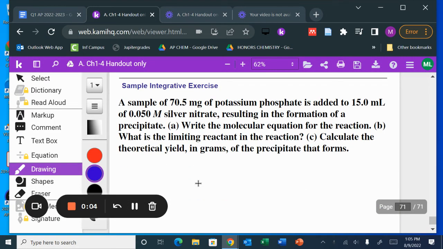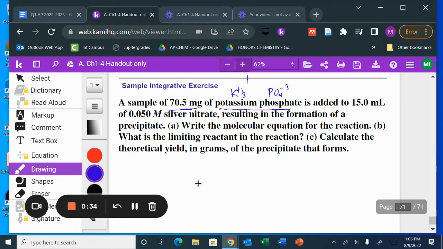This practice is going to be very helpful because we're going to be using what we just learned in molarity and also using the rice box. So we have to first write an equation. You have a sample of 70.5 milligrams of potassium phosphate. Potassium is K. Do you know the charge for potassium? You're correct, it's +1. Phosphate is PO4 minus 3. So you're going to need 3 of these and just 1 of those.